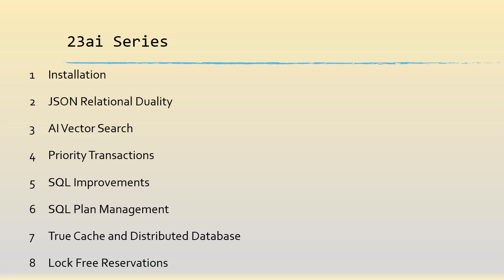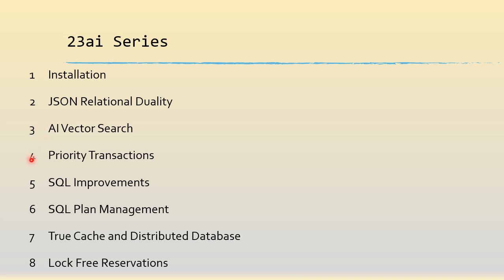So 23 AI brings to you multiple features. The chief among them would be the JSON relational duality, which we're going to see in the next part. The most important of this is AI vector search. I mean, the whole reason why it was renamed from 23C to 23AI was the feature of the vector database component, which is brought into this database.